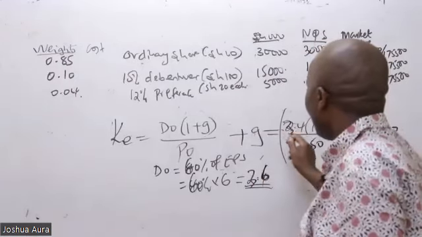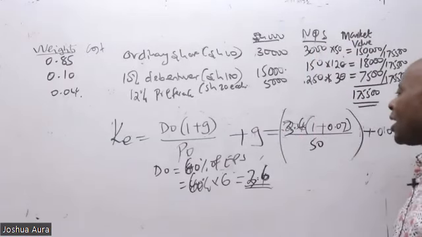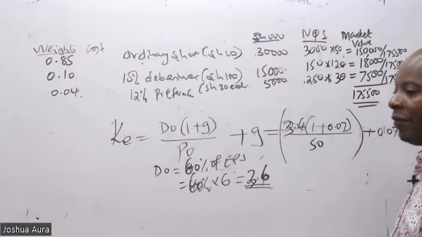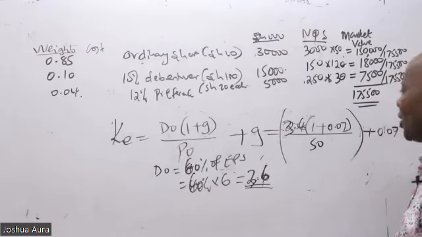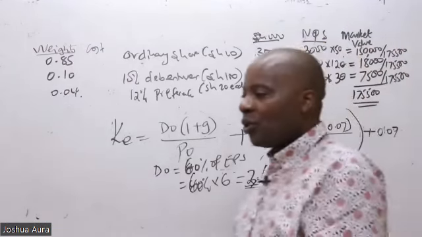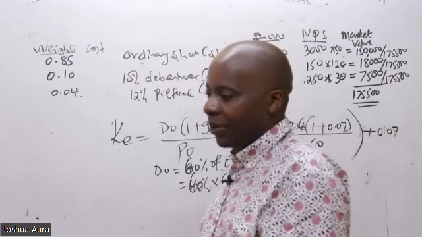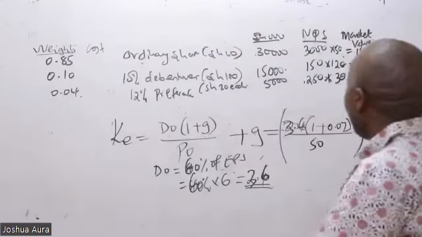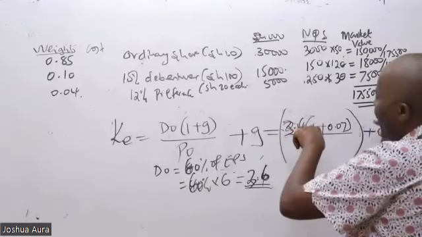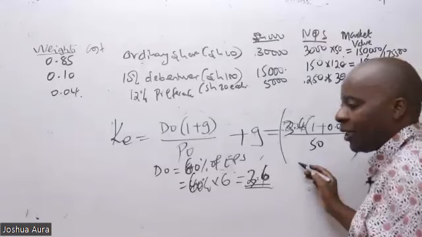So then we have here 3.6 times 1.07 divided by 50, plus 0.07, like that. So please give me this figure. Say 3.6 times 1.07 divided by 50, how much does it come to, somebody?